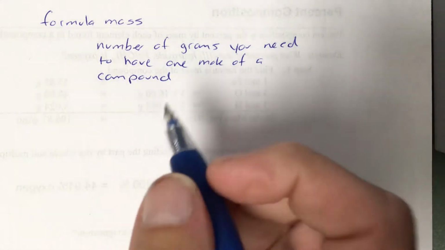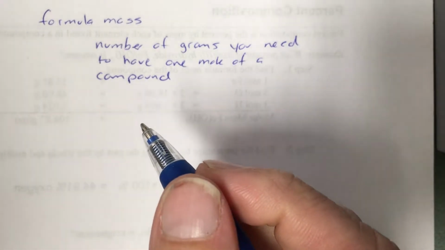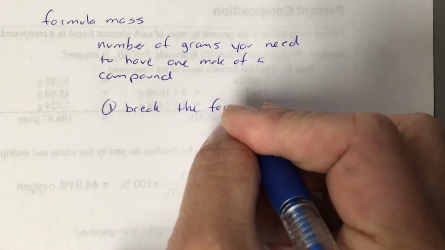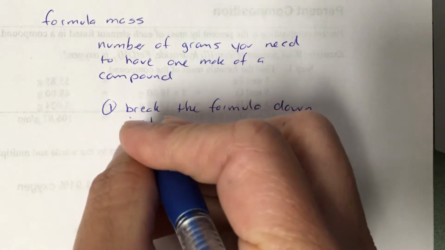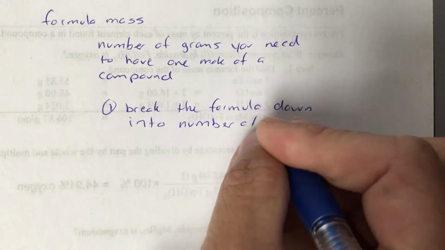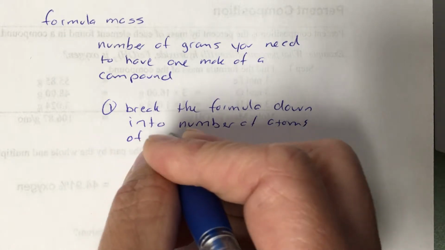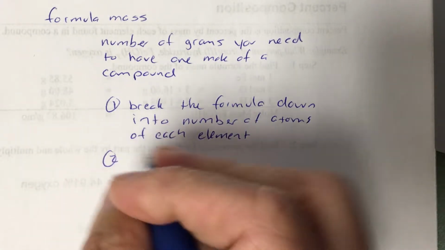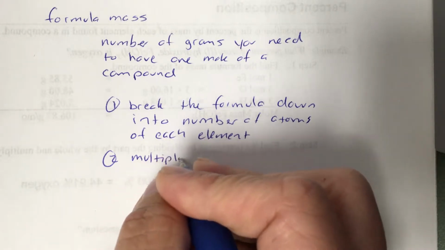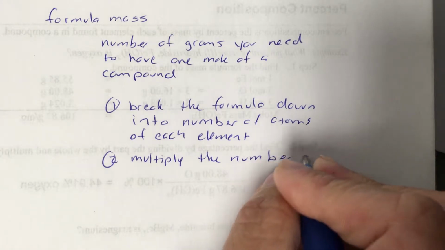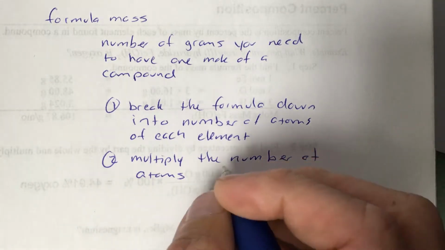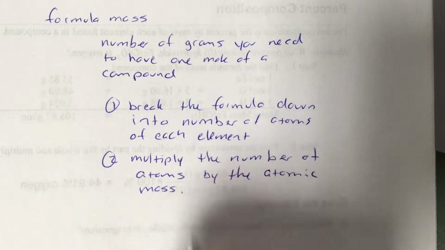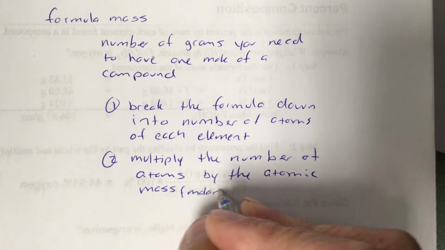To figure out a formula mass, what you're going to have to do is break a chemical formula down into elements, the number of atoms of each element. Multiply the number of atoms by the atomic mass from the periodic table. And these atomic masses are also referred to as molar masses.